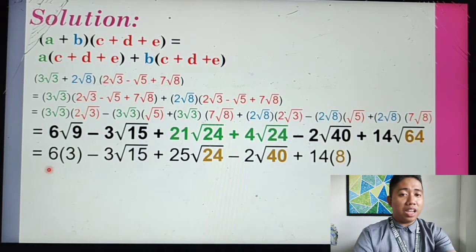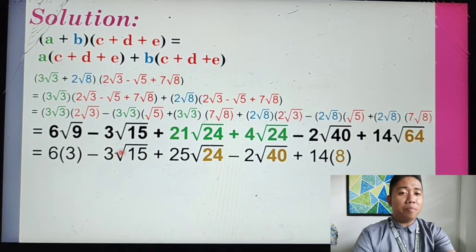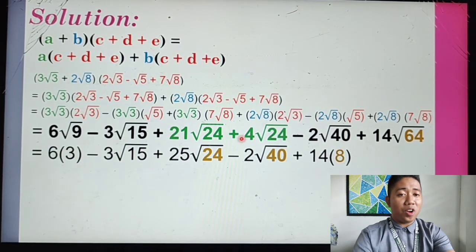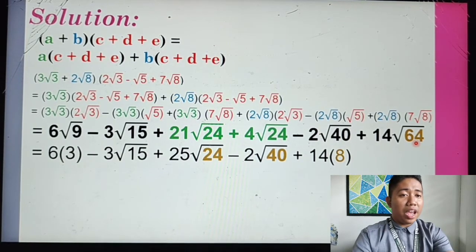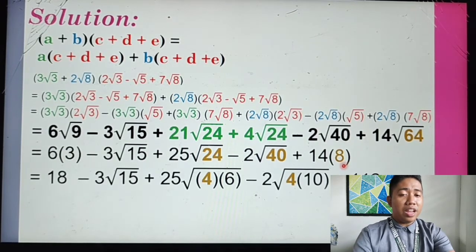Okay, the next process is to simplify square root of 9, which is 3, so 6 times 3. So copy the second term and then combine the green ones. The green terms are the similar radicals containing square root of 24. So that is 21 times 4 plus 4, so we get 25 square root of 24. And then copy the next term, and the square root of 64 is 8, so it becomes 14 times 8. So the next process is we get the product of the first term, 6 times 3, which is 18.